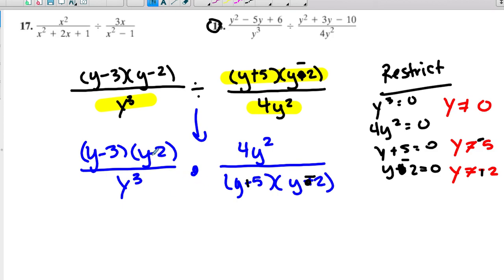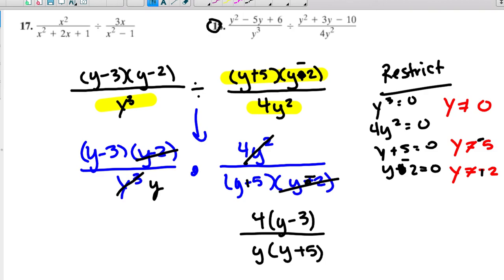Right, so then the y minus 2 expressions are going to cancel out. And then we have y squared and y cubed. Well, that means I have y times y, and I have y times y times y. So the y squared is going to cancel from the numerator. We're going to subtract 2 from this y cubed, or 2 from the exponent, leaving us with just a y. So then my final answer is 4 times y minus 3 all over y times y plus 5. And then we have our restriction, y cannot equal 0, negative 5, and 2.